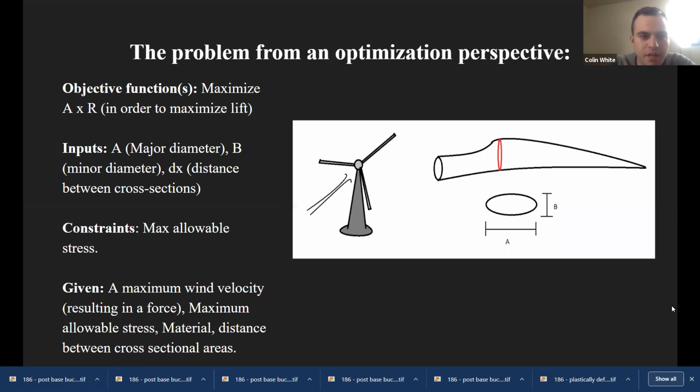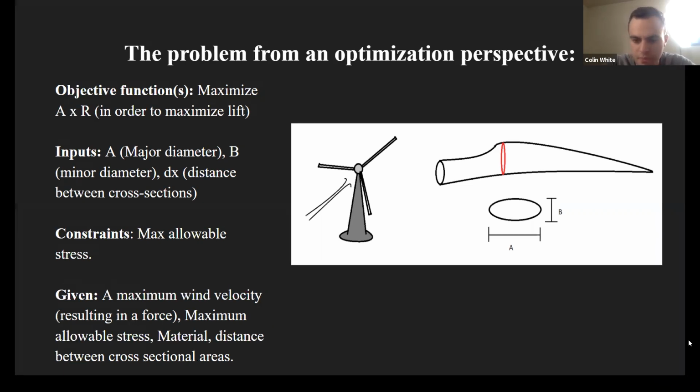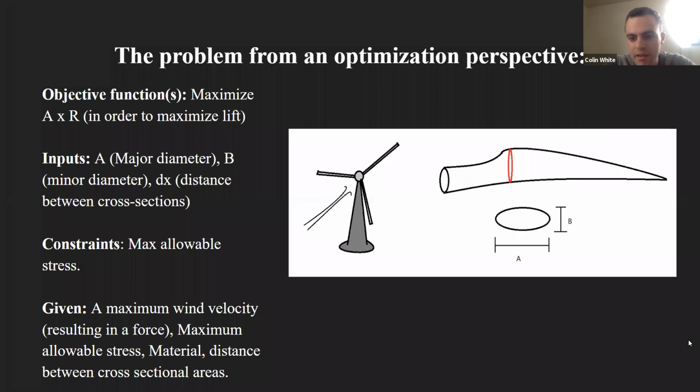To help you understand the problem a little bit better, here's the schematic. So we chose to idealize the wing shape as an ellipse. And that A is what's called the major diameter in an ellipse, and in a wing, that's known as the chord length. So that's the distance from the leading edge to the trailing edge. And the bigger that is, the more lift and more power you can get out of a wing.